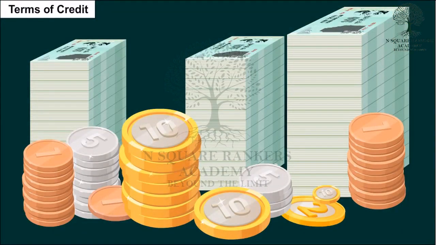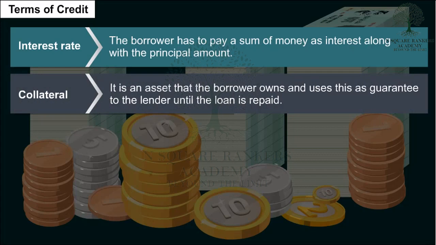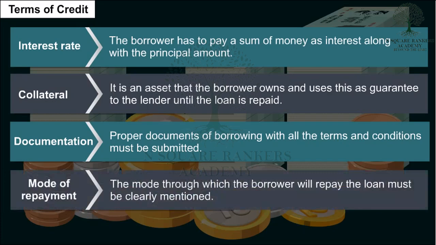Terms of credit. The four terms of credit are: Interest rate. The borrower has to pay a sum of money as interest along with the principal amount. Collateral. It is an asset that the borrower owns and uses as a guarantee to the lender until the loan is repaid. Documentation. Proper documents of borrowing with all the terms and conditions must be submitted. Mode of repayment. The mode through which the borrower will repay the loan must be clearly mentioned.